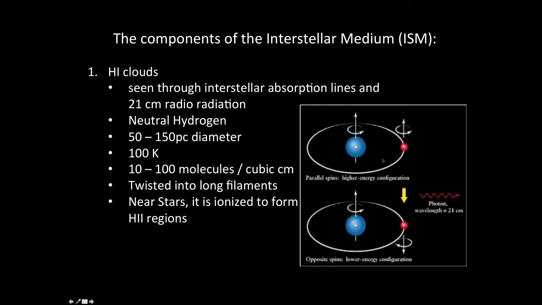So what happens when they're in the high energy configuration is that the electron can flip its spin, and that causes it to release energy at a very specific energy, which turns out to be a wavelength of 21 centimeters. So this is the cast iron signature of interstellar neutral hydrogen. These clouds tend to be between 50 and 150 parsecs in diameter. Just to put that into some perspective, there are about 100,000 stars in the 50 parsecs closest to the sun.